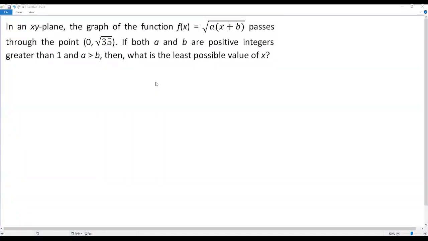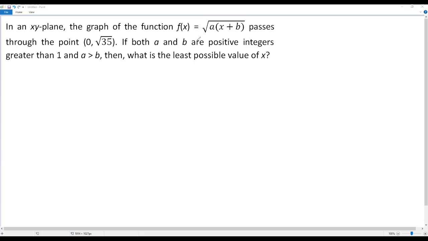Here we have a SAT math problem. Okay, let's go to the question. In an xy plane, the graph of the function f of x equals the square root of a times x plus b passes through the point 0, square root of 35. If both a and b are positive integers greater than 1 and a is greater than b, then what is the least possible value of x?